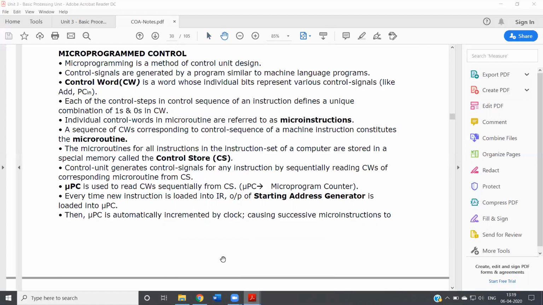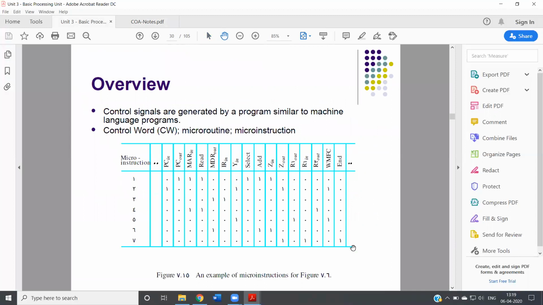This is a micro routine. This is a micro routine. Each of these is a micro instruction. Each row of this is a micro instruction.